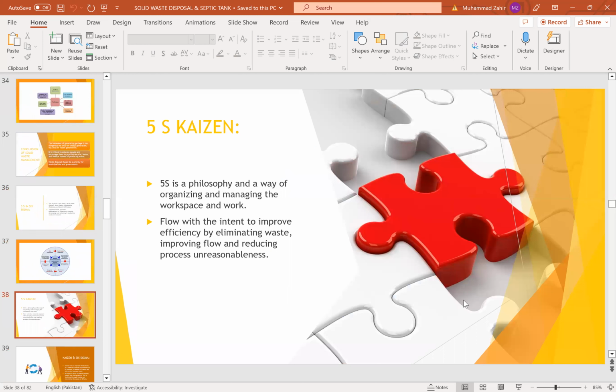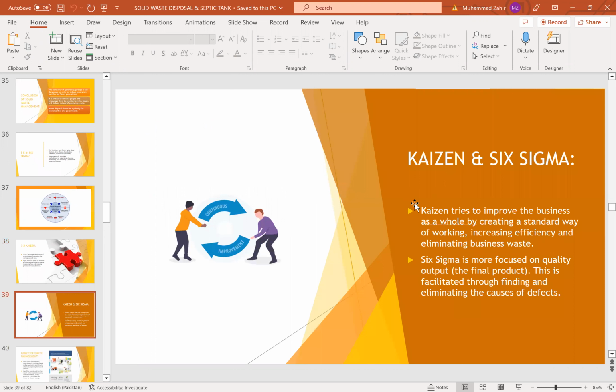The second term in this is 5S Kaizen. 5S is a philosophy and a way of organizing and managing the workplace and work flow with the intent to improve efficiency by eliminating waste, improving flow, and reducing process unreasonableness. So if we compare Kaizen and Six Sigma, Kaizen tries to improve the business as a whole by creating a standard way of working, increasing efficiency, and eliminating business waste. So it's basically the improvement. Whereas Six Sigma is more focused on quality output, the final product. This is facilitated through finding and eliminating the causes of defects. So it is continuous.